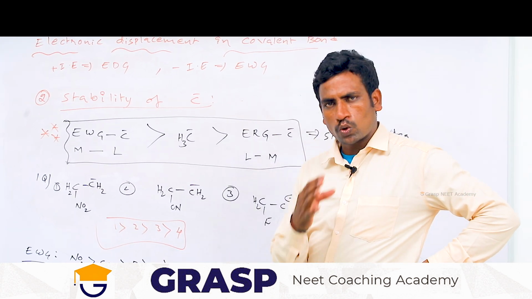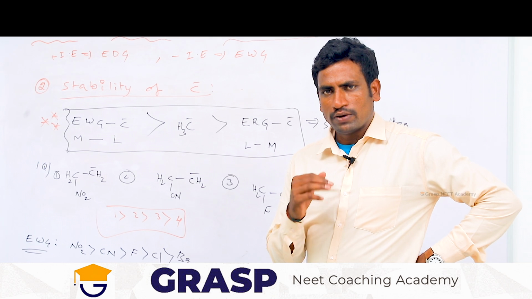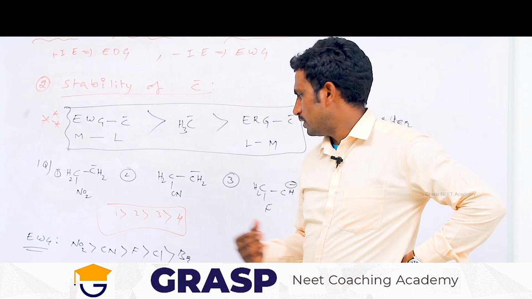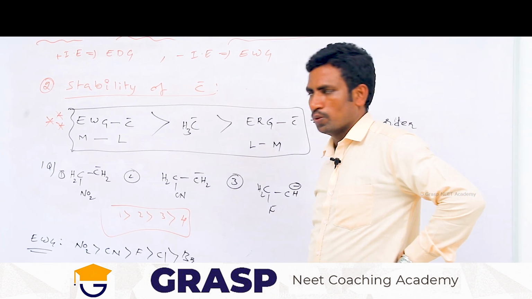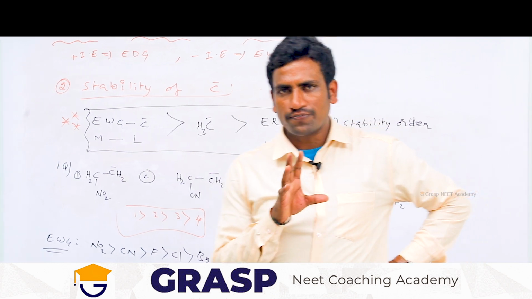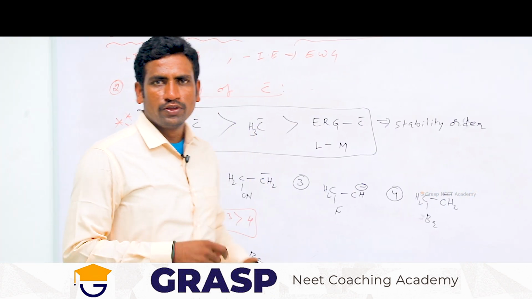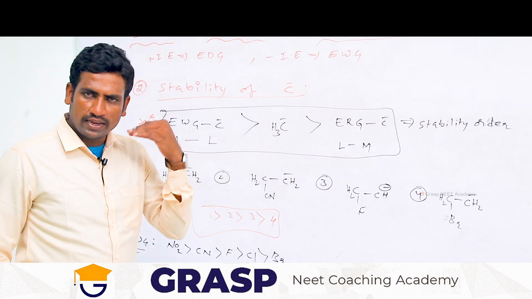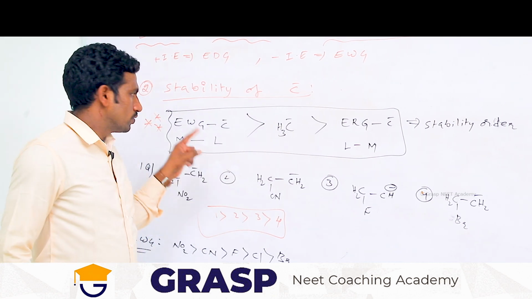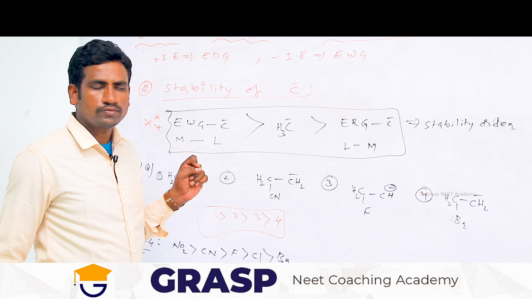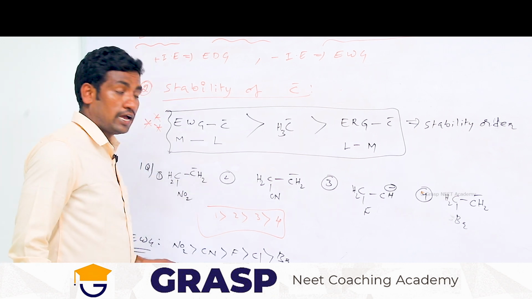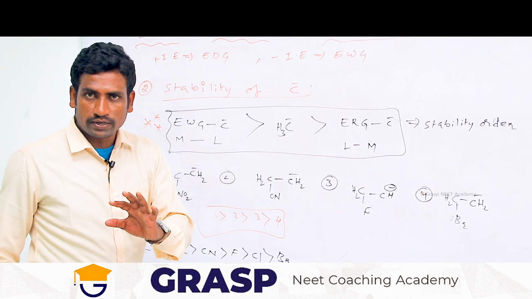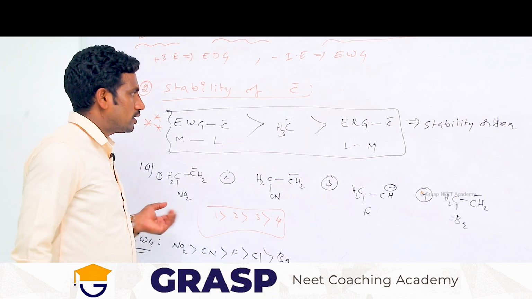NO2 has more withdrawing power than CN, then F, then chlorine, then bromine. If you can identify that withdrawing power order, you will be able to write the stability order for the carbon anion. Whatever carbon anions are given, first choose which is attached to more electron withdrawing groups. In such a manner you can arrange them.